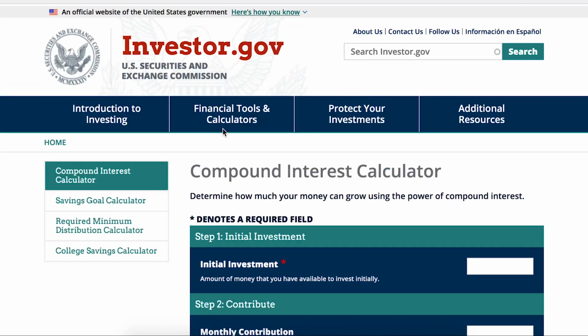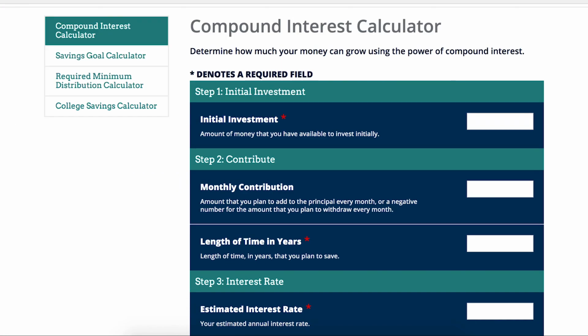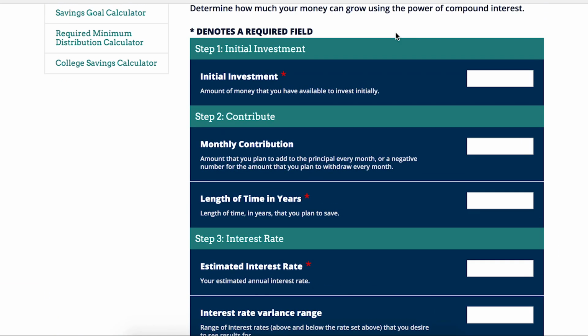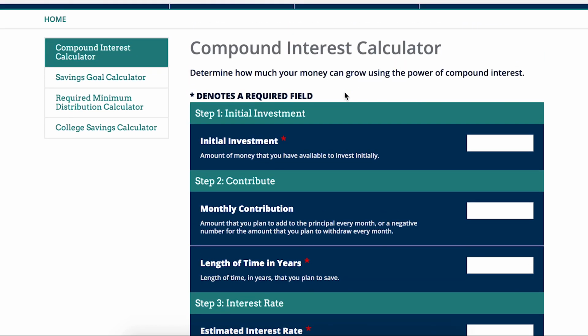All you have to do is just go to investor.gov, go to compound interest calculator, and you'll get this little form here. Or you can even do this on Excel if you know the formula. You can just look up the formula for compound interest, super easy. But anyways, I want to show you the powers of compound interest and dollar cost averaging, and how when you combine the two together, how much more your money and wealth can explode because of the exponential growth.